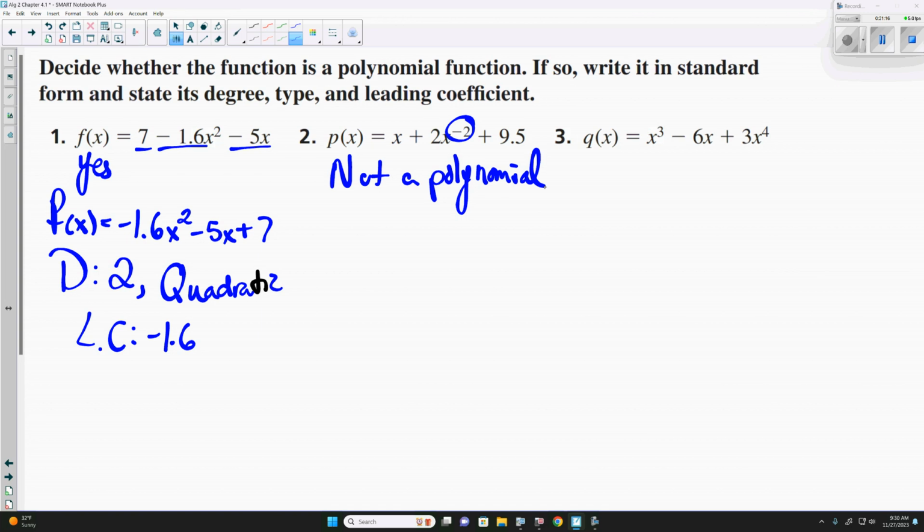The next one, in its standard form, would be 3x to the 4th plus x cubed minus 6x. The degree would be 4. The type would be quartic, and the leading coefficient would be 3. Questions on this here?